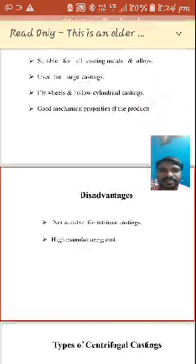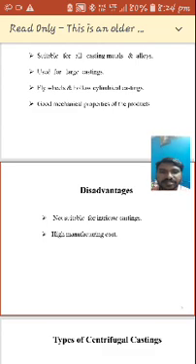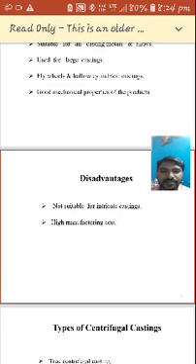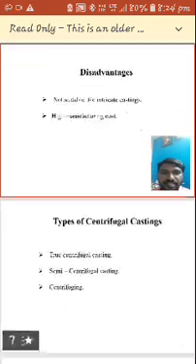There are also a few disadvantages. What are the disadvantages? It is not suitable for intricate castings, and it has a high manufacturing cost. So that is the advantages as well as the disadvantages.